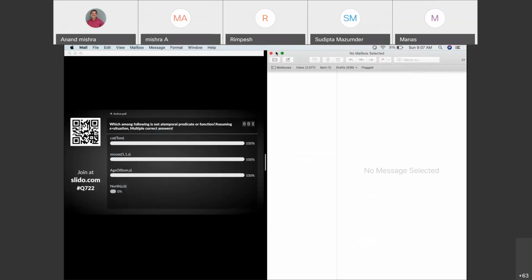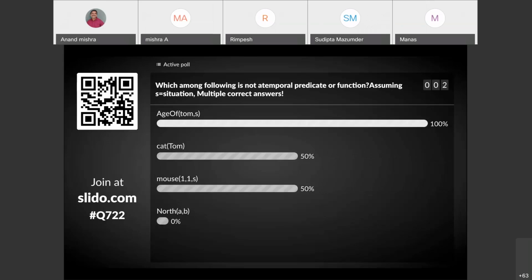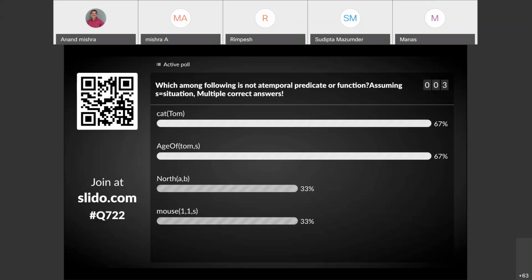Okay, so I can see some answers. That's good. But okay, which among the following is not a temporal predicate or function, assuming as is the situation? Whenever we say atemporal, it means they are not going to change with time. So if A is north of B, that is not going to change with time.